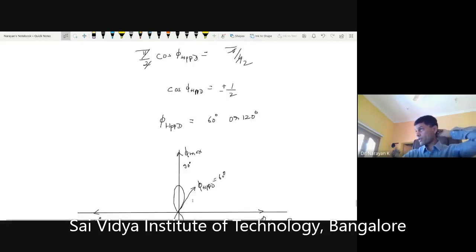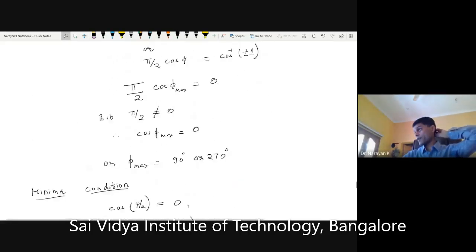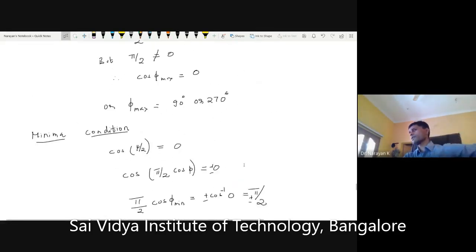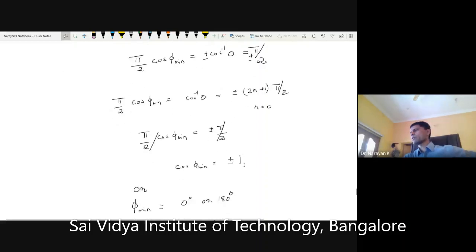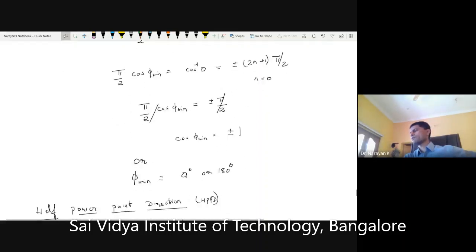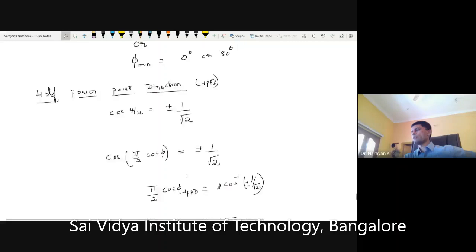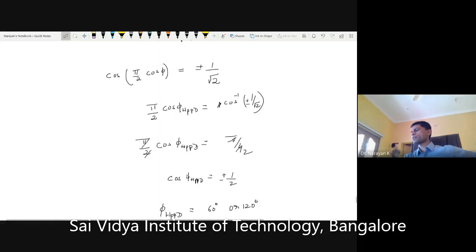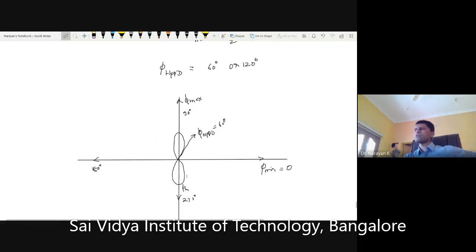Okay, please look at this. The maximum radiation will occur at 90 degrees or 270 degrees. In your minima condition, your radiation will be zero at 0 degrees or 180 degrees, and your half power point direction is 60 degrees or 120 degrees. So if you draw, it will be an exact H shape with half power point direction at 60 degrees or 120 degrees. This is your 120 degrees this side. So that is how your radiation pattern will be coming.